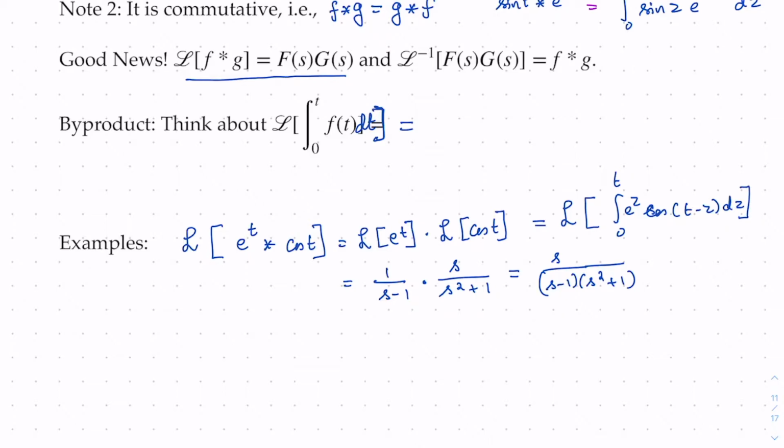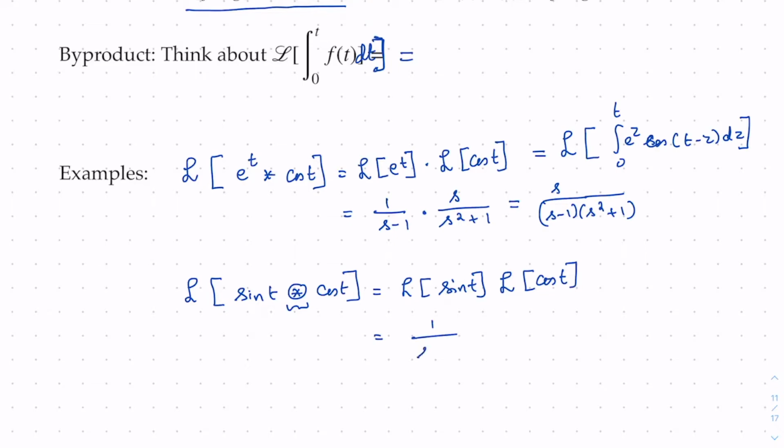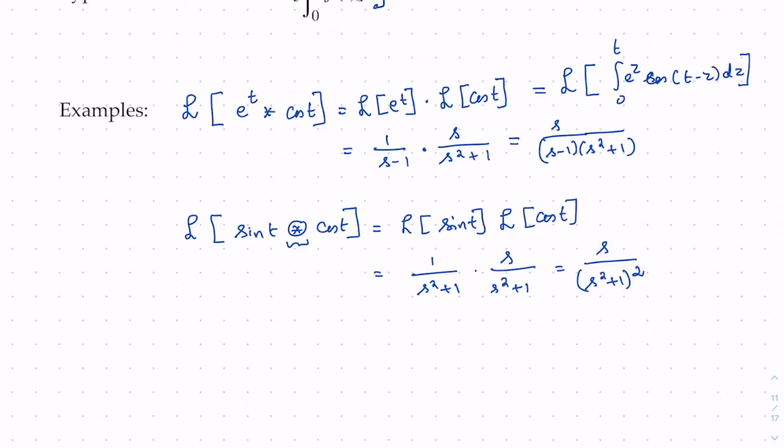Let me give you another example. What would be the Laplace of sine t convoluted with cosine t? Some books might use this notation too, some literature might use that notation too, just to distinguish from the multiplication. That's okay as well. So what would that be? That would be Laplace of sine t multiplied by Laplace of cosine t, which is 1 over s squared plus 1 times s over s squared plus 1. If you multiply these two, it's going to be s over (s squared plus 1) the whole square. And these are very, very useful when we deal with inverses. When we deal with inverses, these are very, very important and very, very useful.